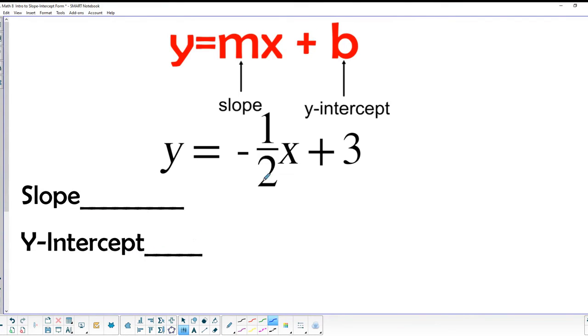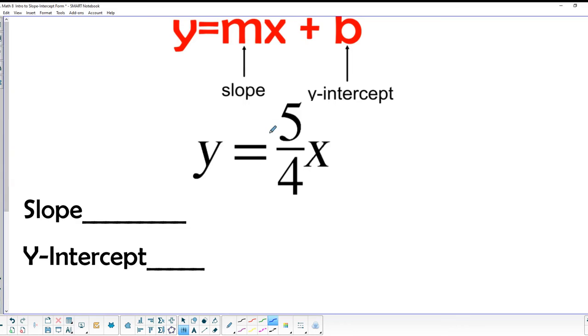How about this one? The slope is the number in front of x, which is negative 1/2. So it's got a negative slope. And the y-intercept, the place where this graph would cross the y-axis, is at positive 3. Okay, how about this one? The slope is the number in front of x, so we have a 5/4 in front of x. And over here, there's no number for the y-intercept. That means there is no y-intercept, so we just put down 0. That means this graph would cross right through the origin as it's going across there diagonally.